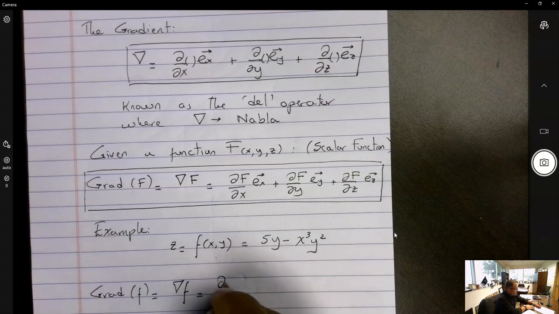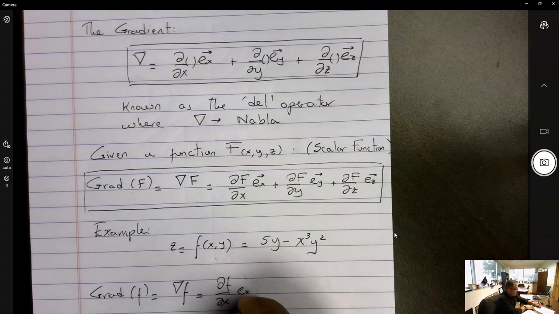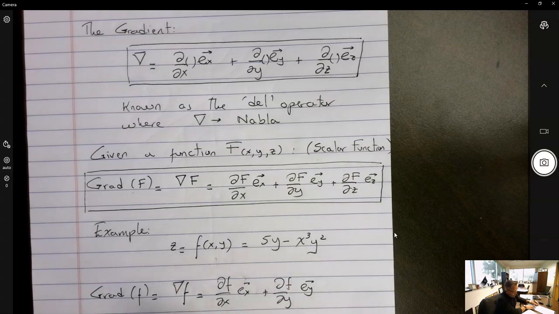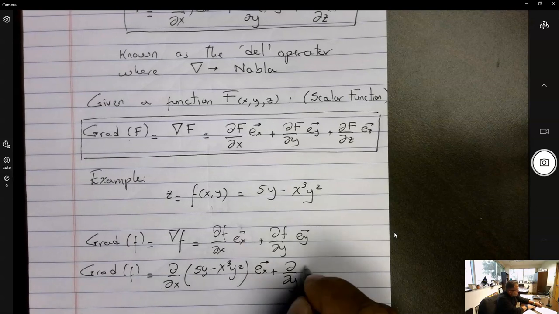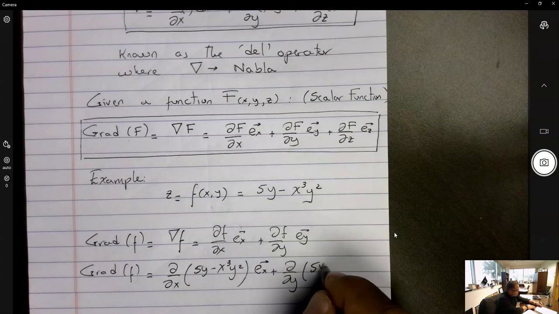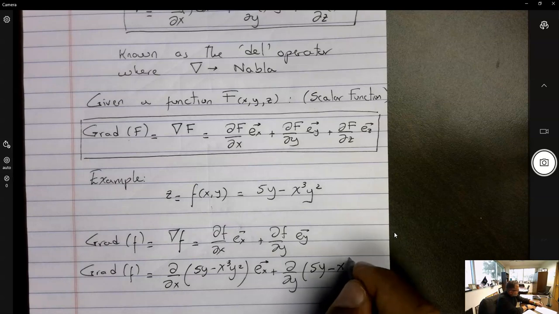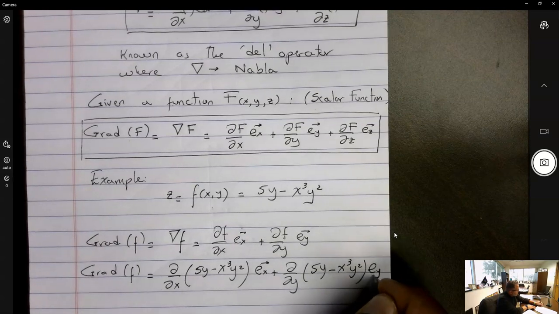is df dx in the x direction plus df dy in the y direction. So grad f is equal to the partial derivative of this function 5y minus x cubed y squared in the x direction, multiplying the unit normal vector in the x direction, plus the partial derivative with respect to y of the same function. So you take the same scalar field and calculate its partial derivative with respect to y now.